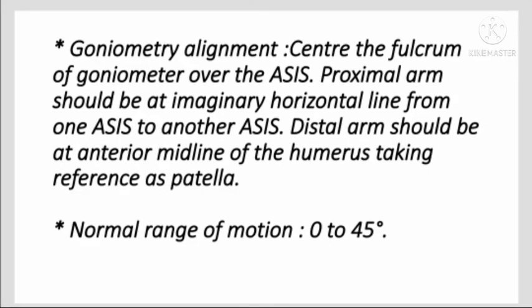Goniometry alignment. Center the fulcrum of the goniometer over the anterior superior iliac spine. Proximal arm should be an imaginary horizontal line from one anterior superior iliac spine to the other anterior superior iliac spine. Distal arm should be at the anterior midline of the femur, taking reference as the patella. Normal range of motion is 0 to 45 degrees.